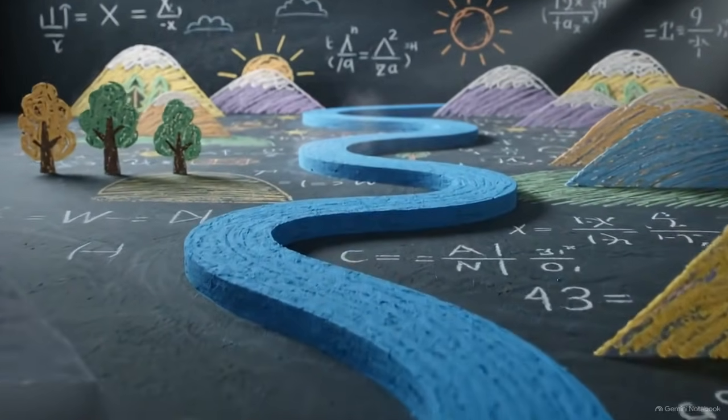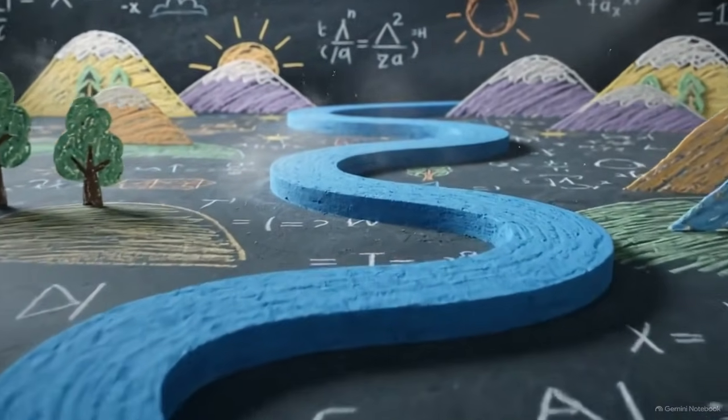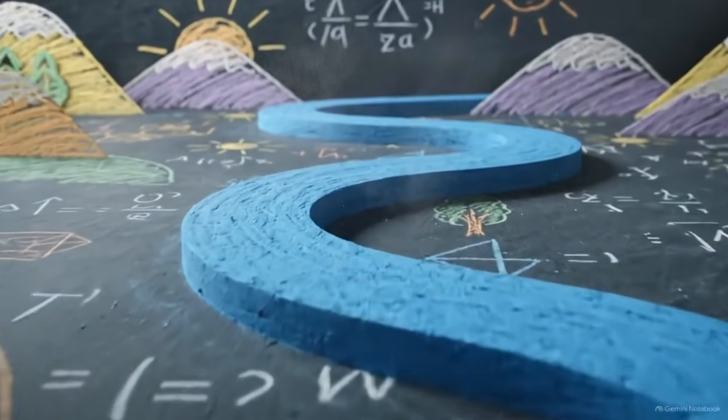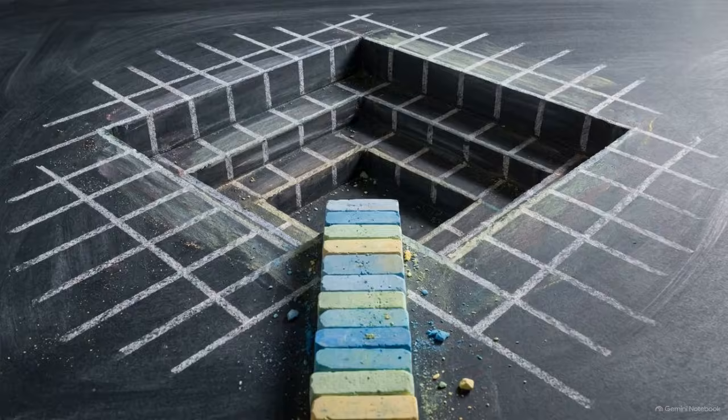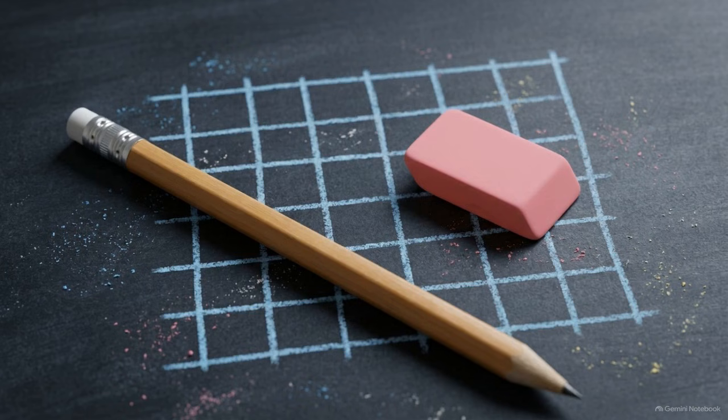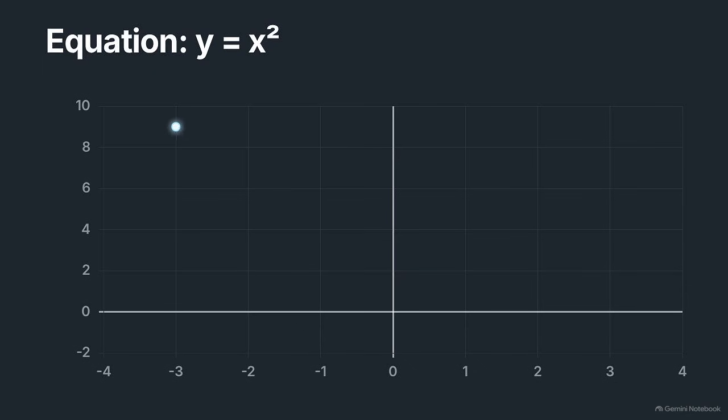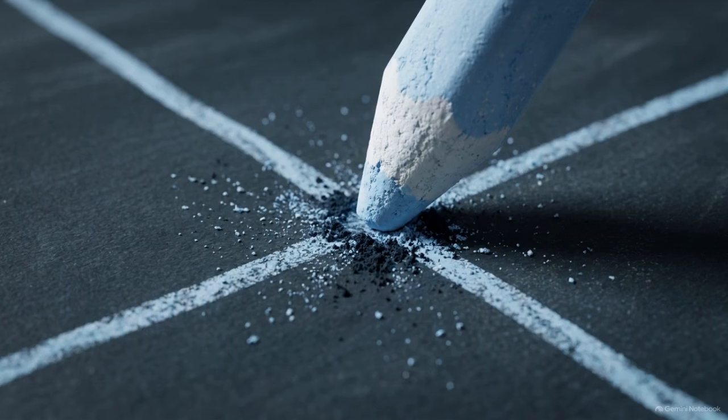Equations are often treated like static lines of text, but they actually describe physical shapes. We can take these abstract rules and translate them into landscapes we can navigate. By the end of this lesson, you will calculate, plot, and hand draw a perfectly accurate graph of the equation y equals x squared.